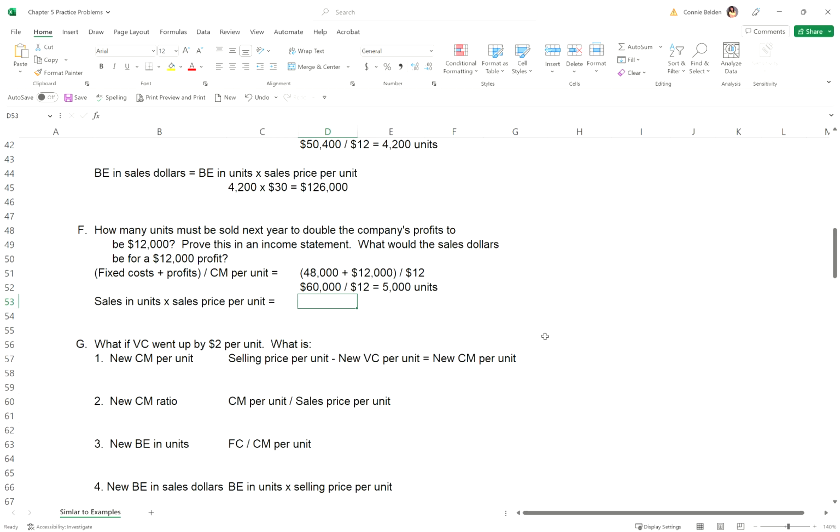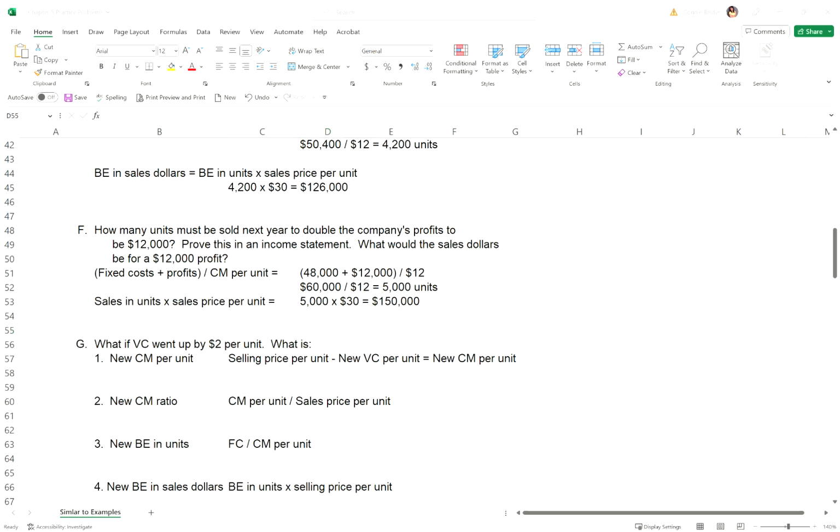Okay, for the next one, we want to get that in sales dollars. So we will take that new amount of sales, 5,000 units, times the selling price, which is still $30. So that would mean sales would need to be $150,000 in order to get a profit of $12,000. Now, we won't do it here, but you could put any of those into an income statement to prove that you get a zero profit for break even or a $12,000 profit when you sell 5,000 units.